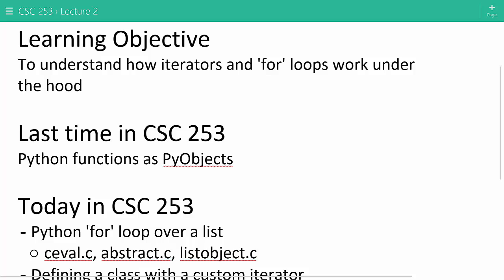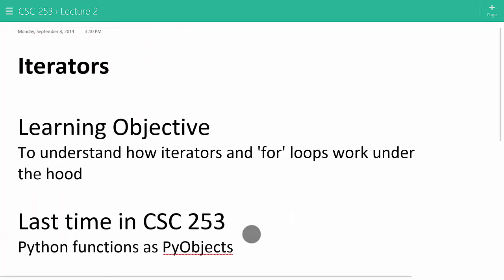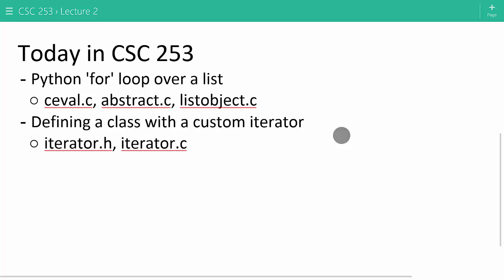So last time we covered functions as PyObjects, so we're actually going to really take a change this time. It's going to be a completely different topic. And today we're going to go over a Python for loop going over a list, and then we're going to look at these three files, and then we're going to show you how to define a class with a custom iterator.